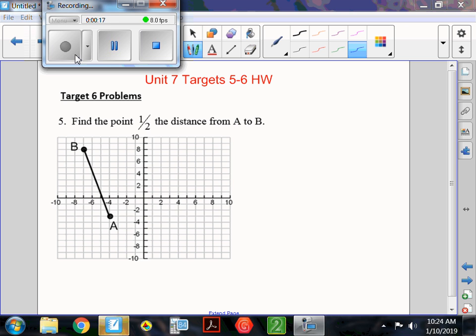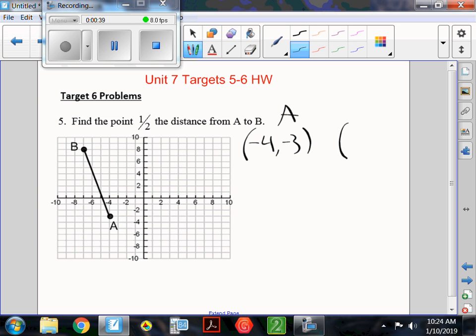So I'm going from A to B, so I need to find a point that is halfway from A to B. Well, halfway is actually the midpoint, so I could just find the midpoint and be done with the problem. And so let's do that. So A is -4, -3, and B is -7, 8.